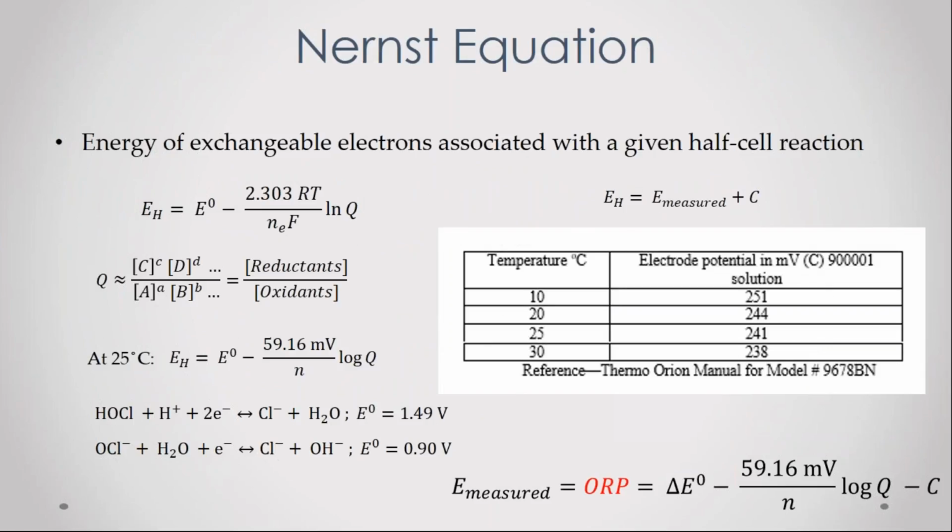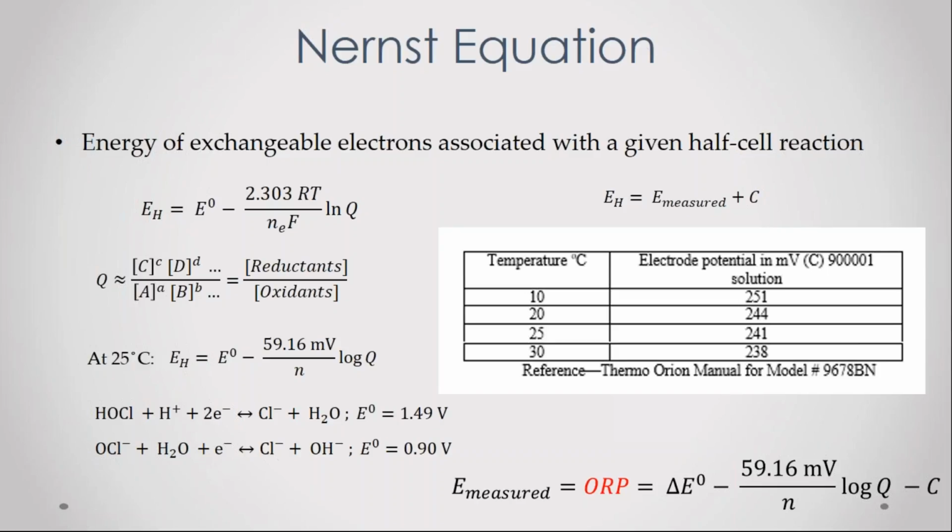The Nernst equation is what we use to model ORP. It's derived from thermodynamics and can be used to model ORP, but it's very complex. Although it seems simple, it can be extremely complex. The Nernst equation measures the energy of exchangeable electrons associated with a given half-cell reaction. So the Nernst equation is here.